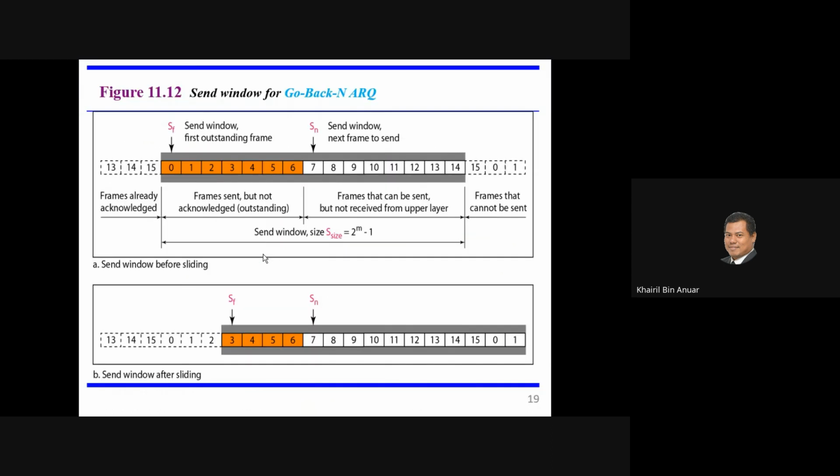Okay, the next protocol that we can use is what we call Go-Back-N ARQ, and this is represented by what we call a sliding window protocol. Basically, with a sliding window protocol, you have a window of frames that you can shift in the direction of transfer.